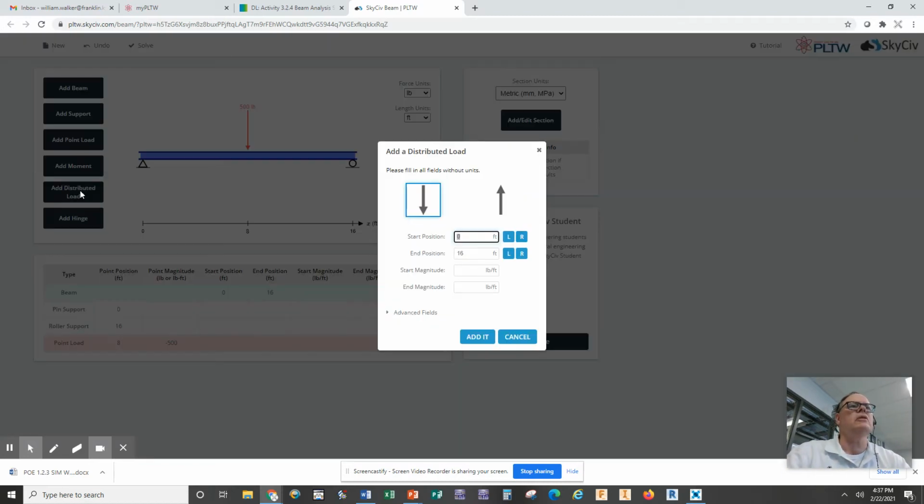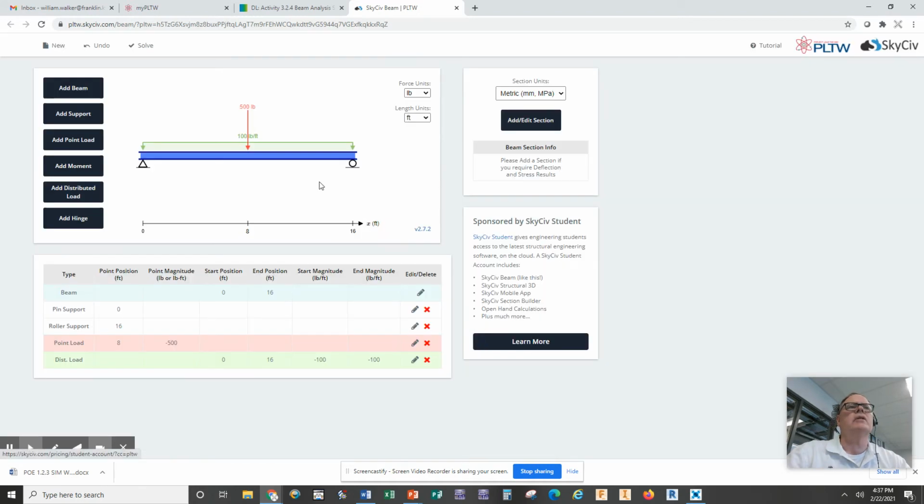Let's add a distributed load. Again, pointing down, starting at 0, ending at 16, and it's going to have a constant magnitude of 100 pounds per foot. And when we add that in, so now you've got, I think, one of your problems, maybe 3, where you have a concentrated load as well as a distributed load through the entire length of the beam. And so once you get to this point, you can actually solve it then.